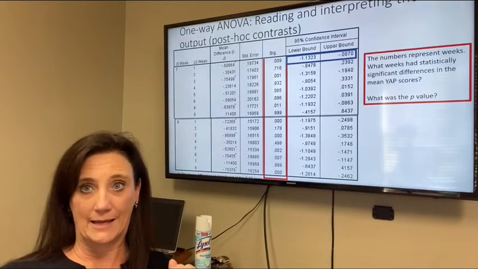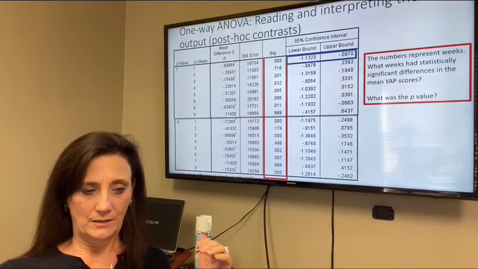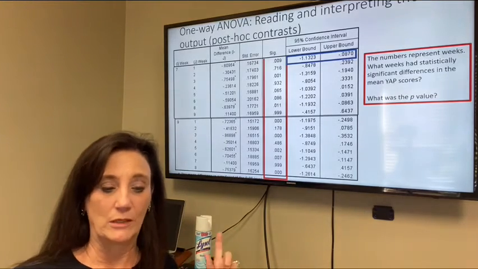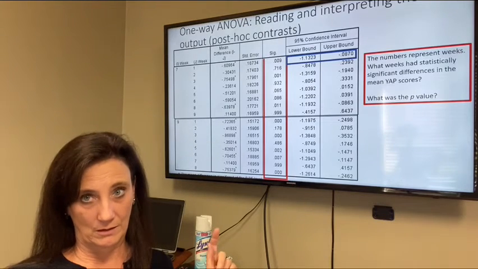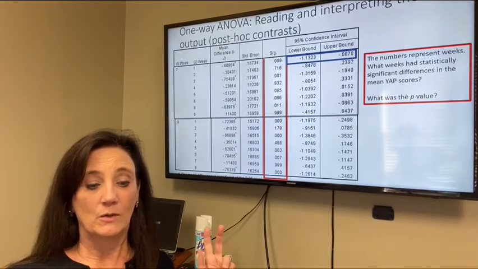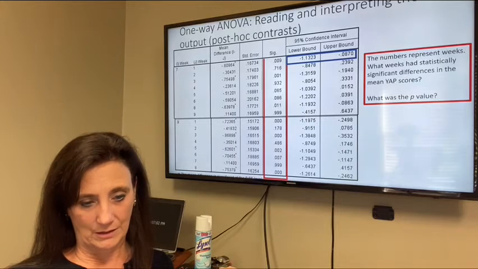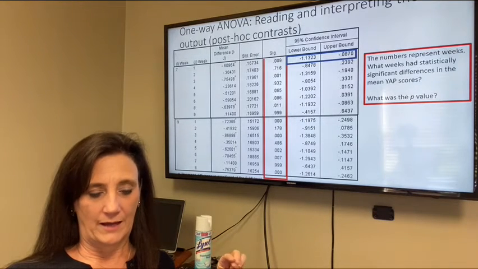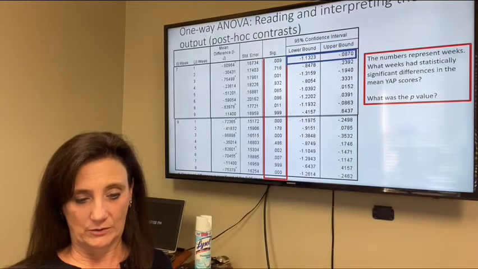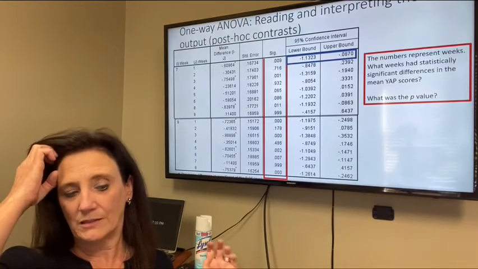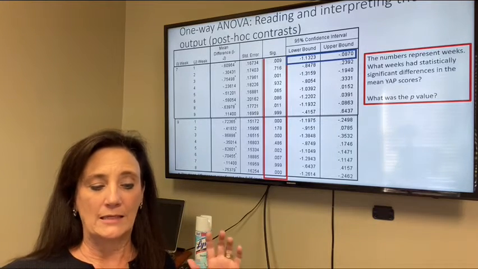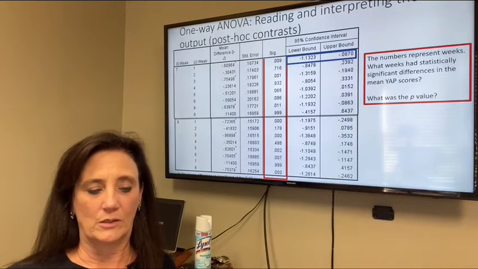Now let's look at the next little part of that table, because we also see significance for week 9. So the week 9 score was statistically significantly different from week 1, P is less than 0.001. Week 3, P is less than 0.001. Week 5, P equals 0.002. Week 6, P equals 0.007. And week 8, P is less than 0.001.